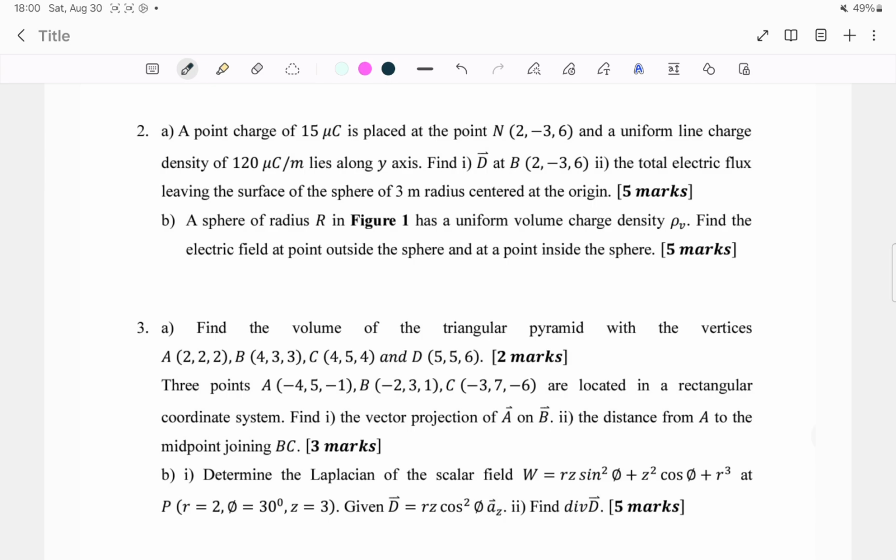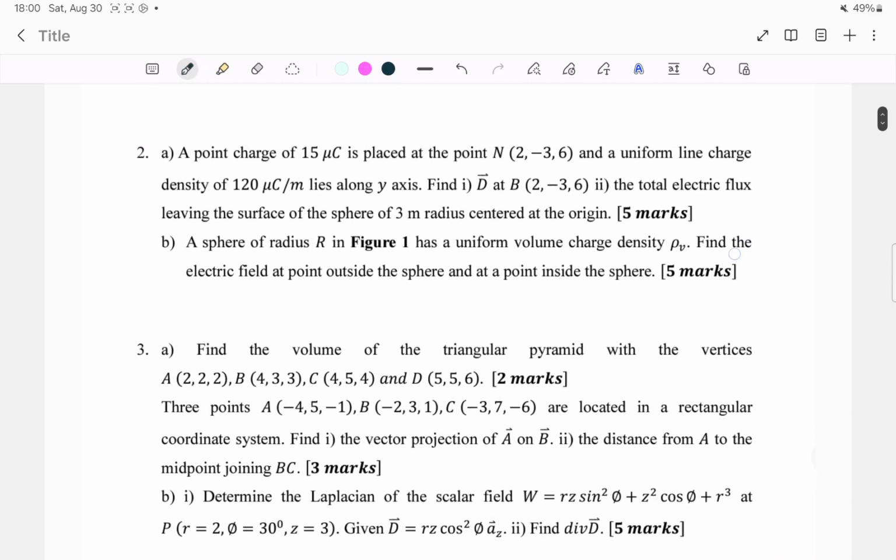And then (ii), the total electric flux leaving the surface of the sphere of 3 meters radius centered at the origin. Then (b), a sphere of radius r in figure 1 has a uniform volume charge density. Find the electric field at a point outside the sphere and at a point inside the sphere.